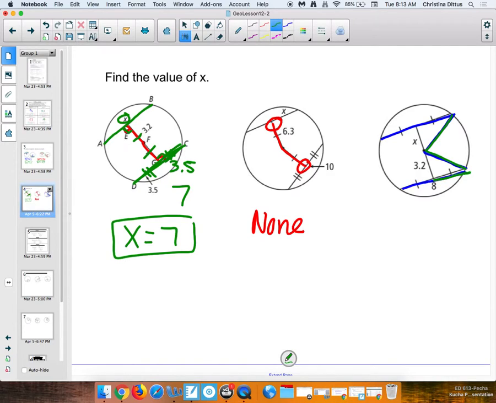And then this line is marked the same as this line. So that has, what's that? Yeah, so it has to be the same here. So x has to be 3.2.